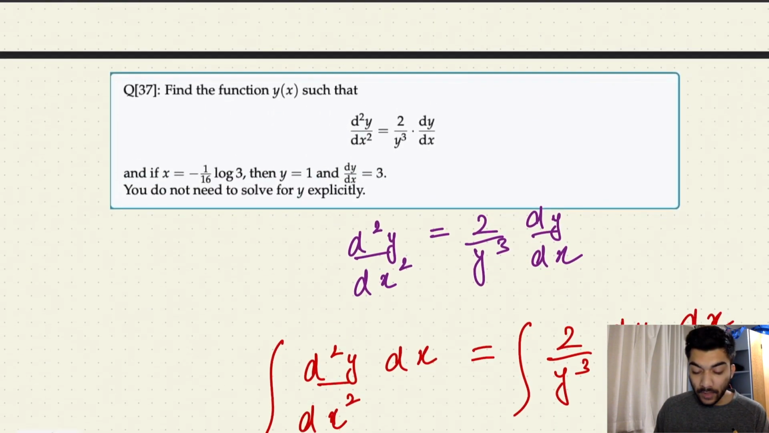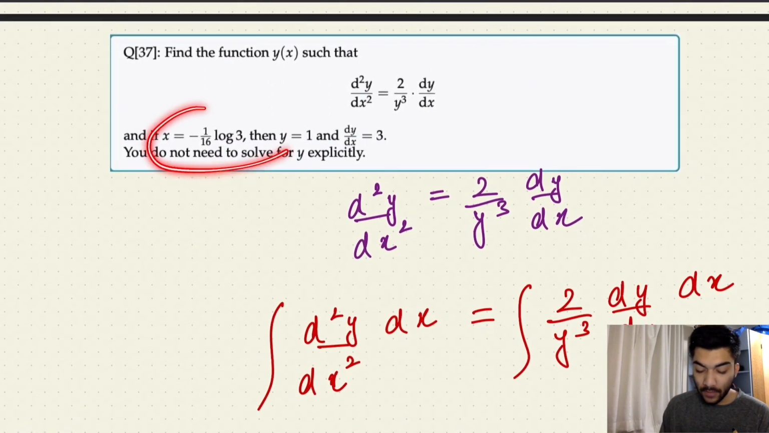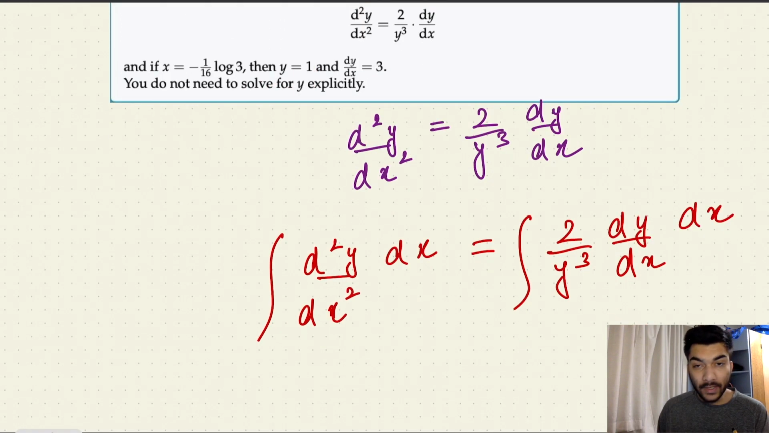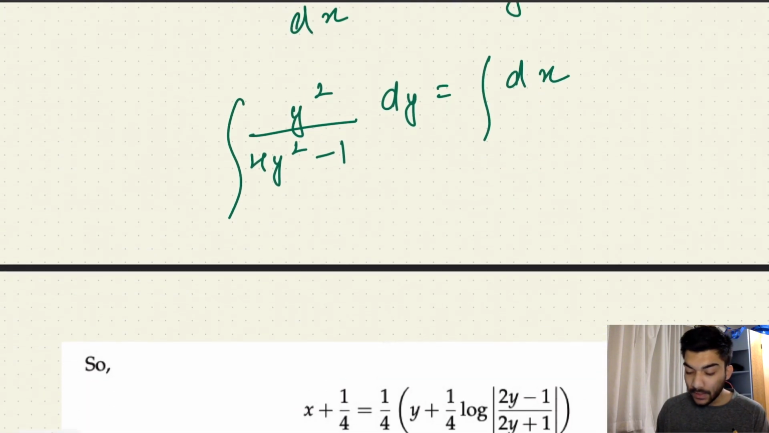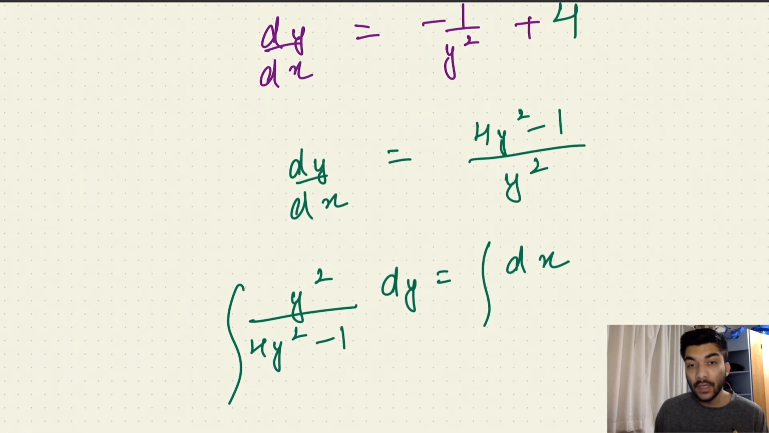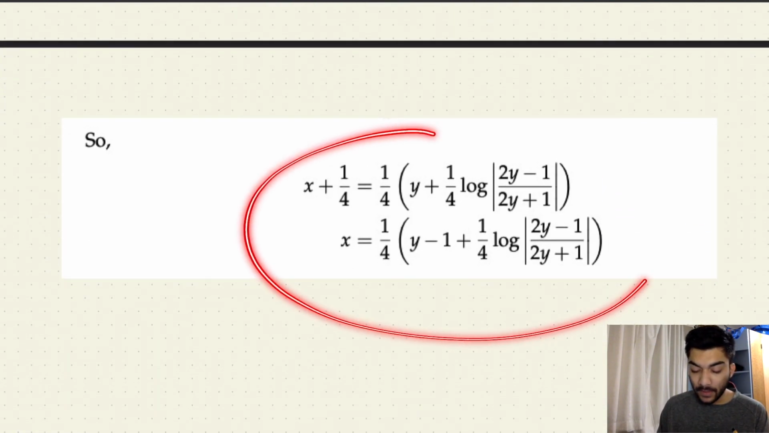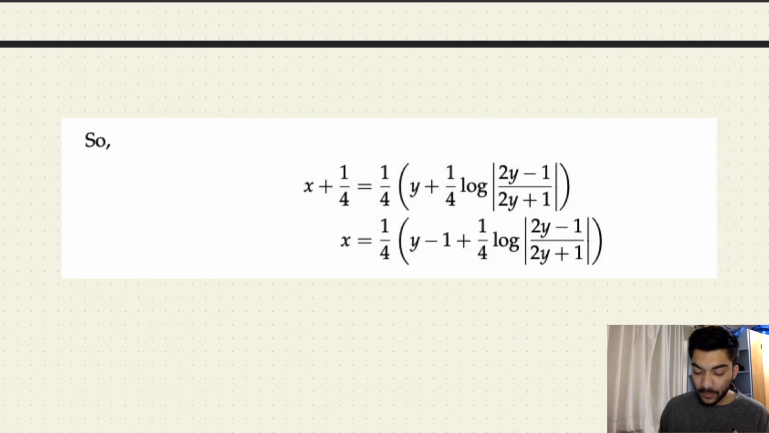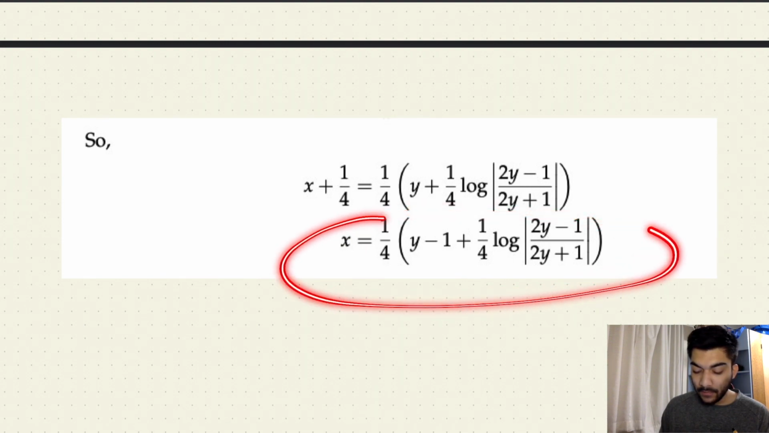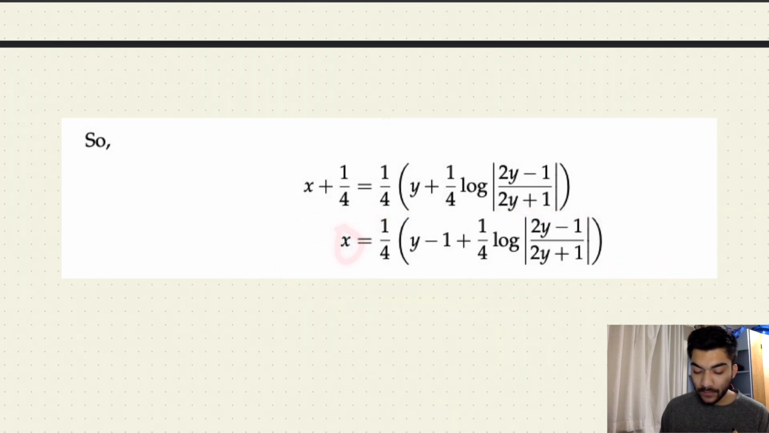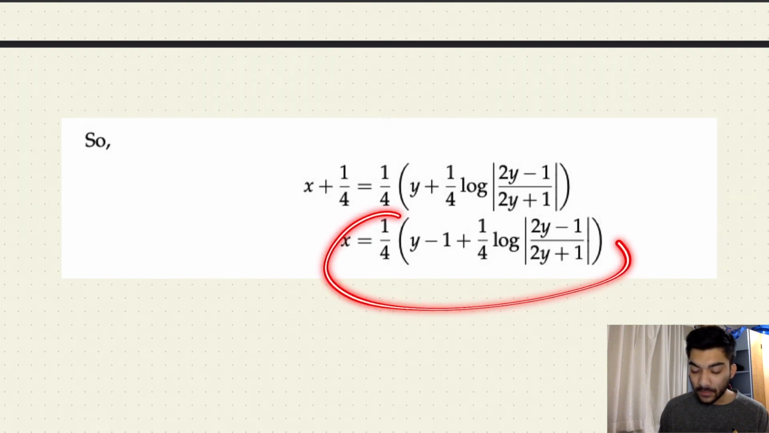And in order to get the value of that constant of integration, we'll use this condition over here. We know that when x is equal to minus 1 by 16 log 3, y is equal to 1. So we'll plug these x and y values into the equation to get our final answer. And if you calculate, your final answer will be this expression over here. So in this case, it was easier for us to represent x in terms of y. That is why you have this solution where your x function is a function in terms of y.